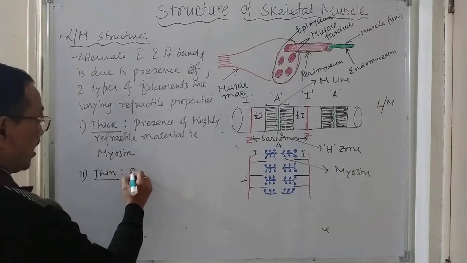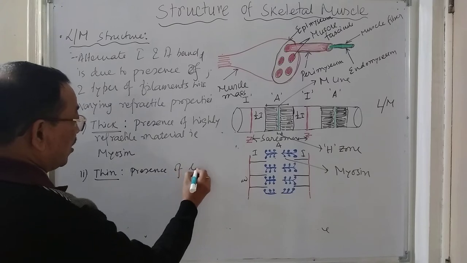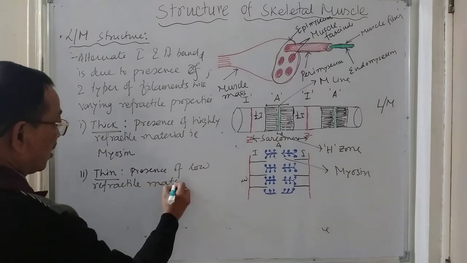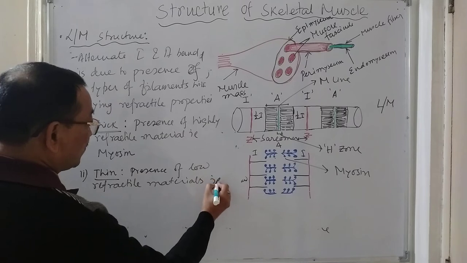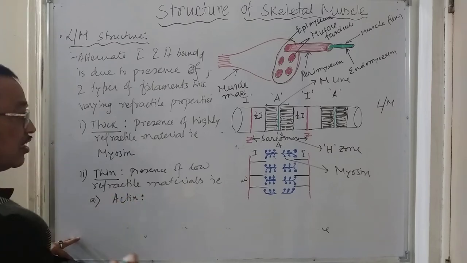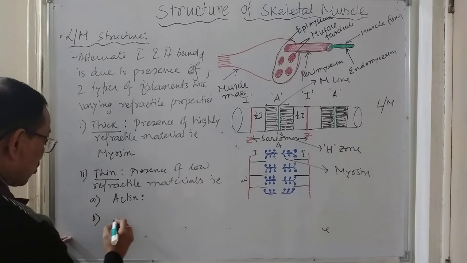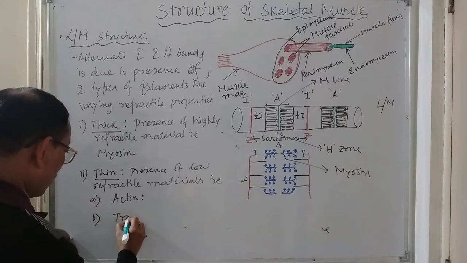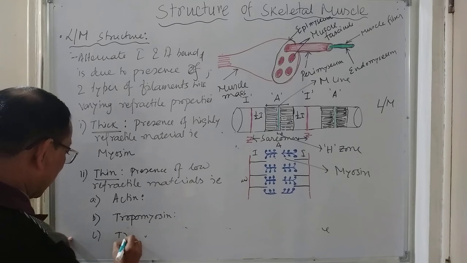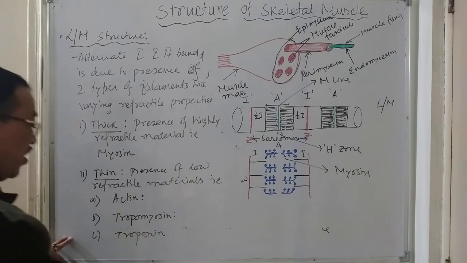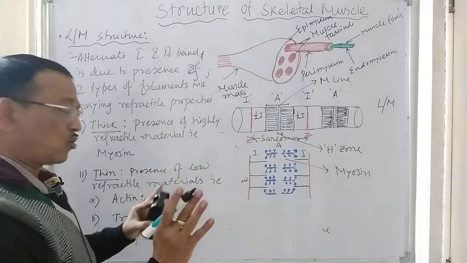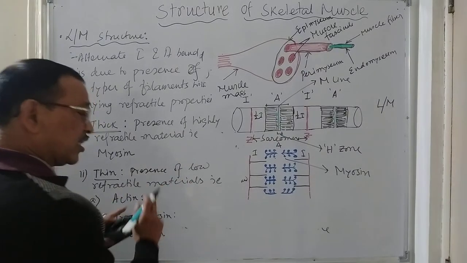Thin filaments are because of the presence of low refractile materials or proteins, which are of three types. First one is the actin filaments or actin proteins. Next one is tropomyosin. And third one is troponin. So the thick filament is comprised of myosin, whereas thin filaments are comprised of actin protein, tropomyosin protein, and troponin proteins.